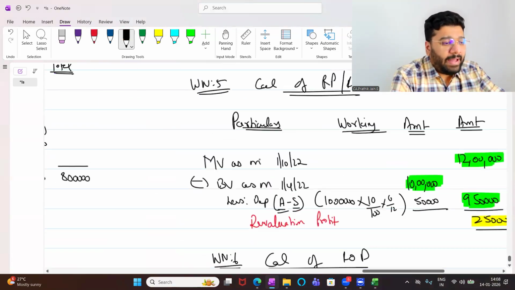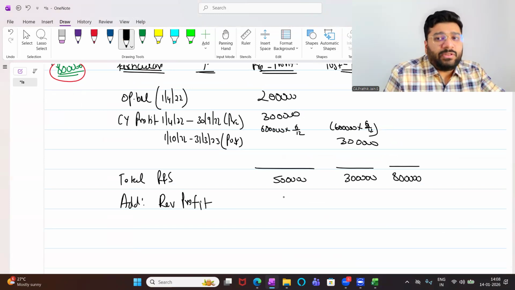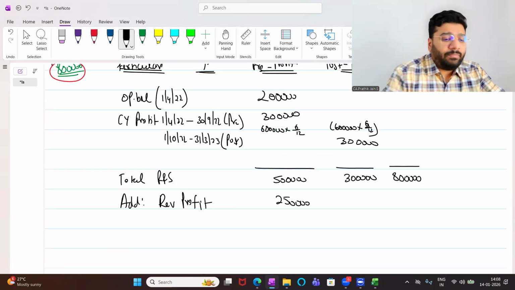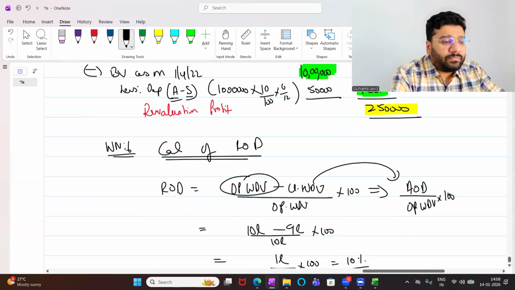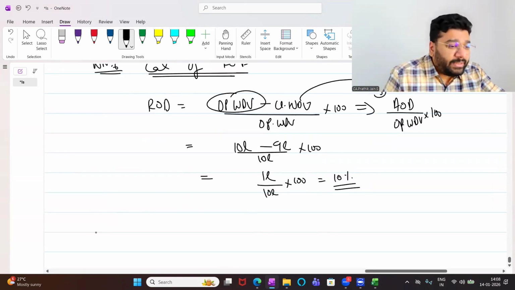Now, go back, add the revaluation profit in the pre-profit. Very good. This belongs to the pre-owners. How much is it? 2,50,000. Any problem? Now, what are we supposed to do? I want the post-acquisition depreciation. So, working note number 7.